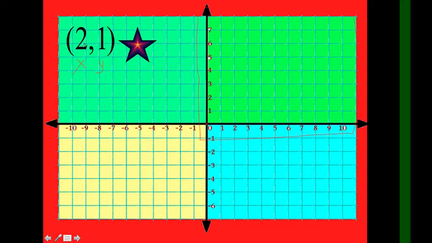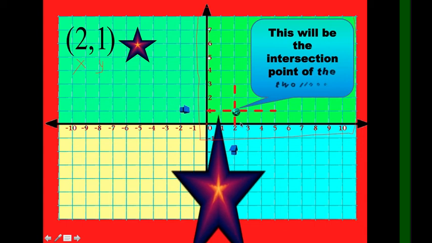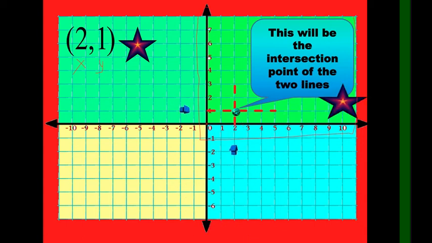For the x coordinate, ang una natin gagawin, ito yung number 2. Maglalagay lang tayo ng scattered line going upward. For the y-coordinate, this is number 1. So, maglalagay lang tayo ng scattered line going to the right. So, makikita natin na mayroon silang intersection. Yun yung intersection ng points of the two lines. Itong intersection na to, ang tawag natin sa kanya ay coordinates (2, 1).